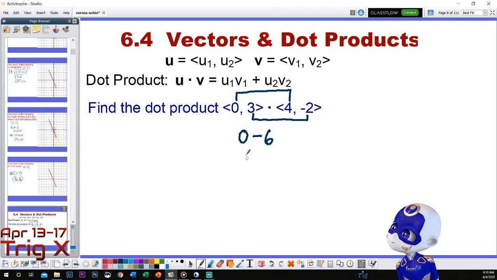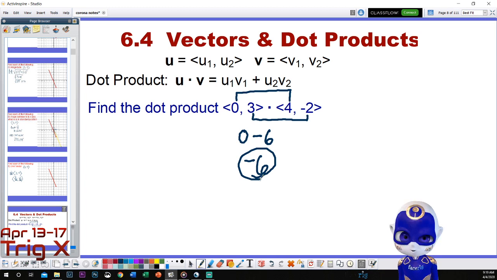Alright, so 0 minus 6 is negative 6, and that is my scalar. Whew! This is hard work. 0 times 4, 0. 3 times negative 2, negative 6. Put them together, negative 6. So that's our dot product.